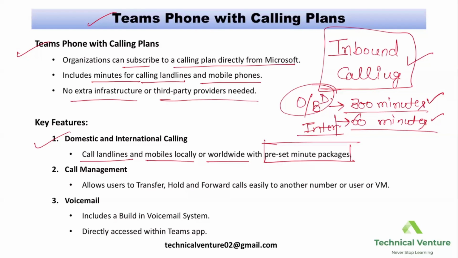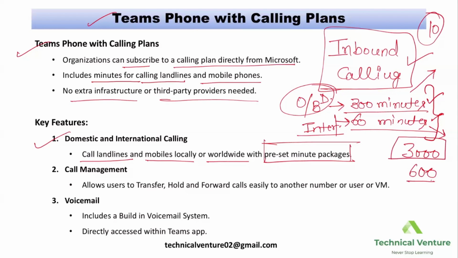It also doesn't depend on a per-user basis. It's per tenant. If you are purchasing, let's say, one license, they provide, let's say, 300 minutes for domestic and 60 minutes for international. But if you want to purchase it for, let's say, 10 users, 10 licenses, then it will be a combination: 3000 minutes for domestic and 60 minutes multiplied by 10, that means 600 minutes for international. Because that's what I'm saying: this 300 minutes is not only for a single user, and the 60 minutes is not for a single user.